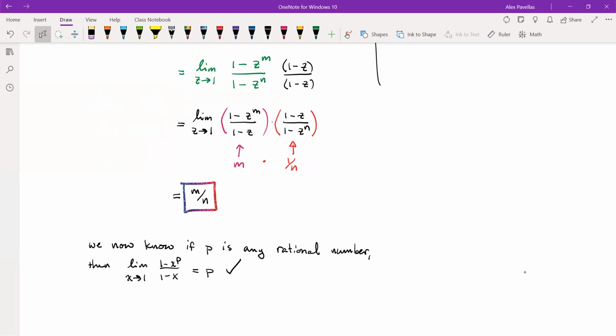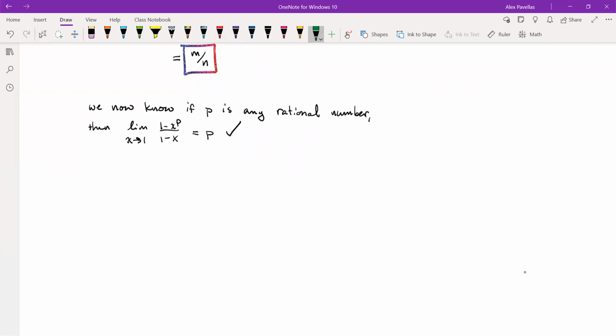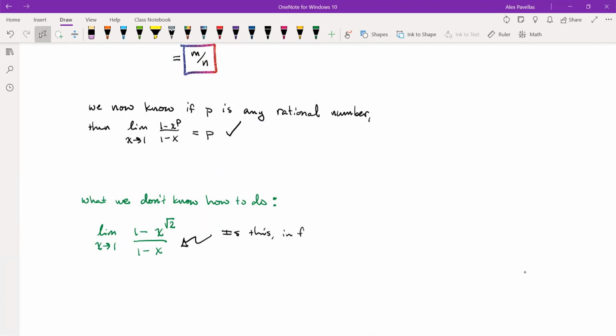So now the tricky one is, what if p is irrational? If p was like square root of 2, using any of our above things, what we don't know how to do as of right now is, what is the limit as x approaches 1 of 1 minus x to the square root of 2, over 1 minus x? Our claim here is that this would just be square root of 2, right? This is just p equals square root of 2. Or if it was 1 minus x to the pi. So how do we show that this is in fact square root of 2?